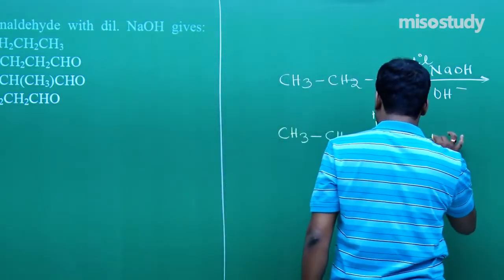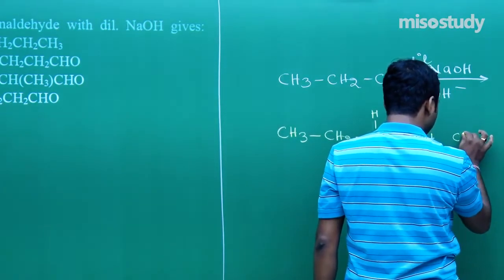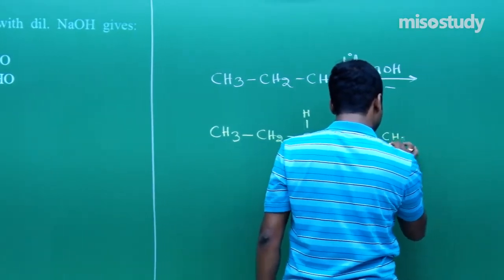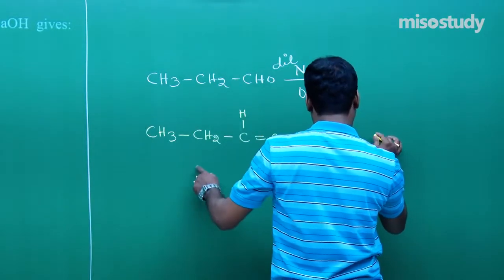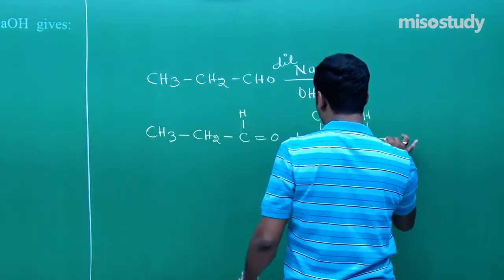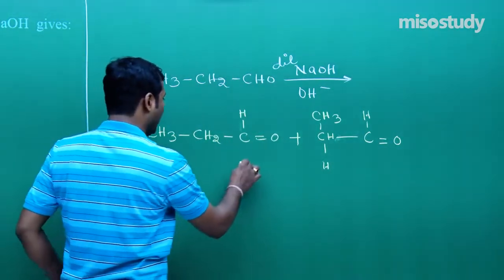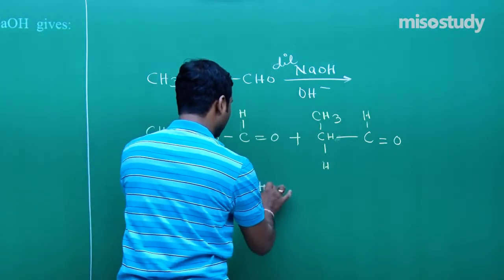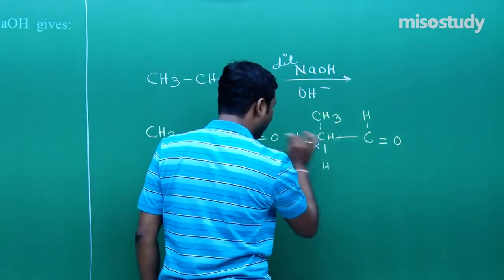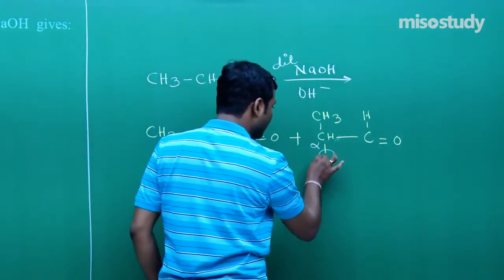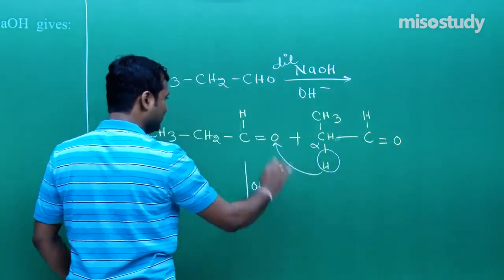Plus, it can be written like this: CH2, CH, here put CH3, then CH double bond O. This is the component. I have written this as 2 moles, and we know in presence of base, this is the famous aldol condensation. This one is the alpha carbon, so this one is alpha hydrogen. It can be written like this, CHH. So this will add here.